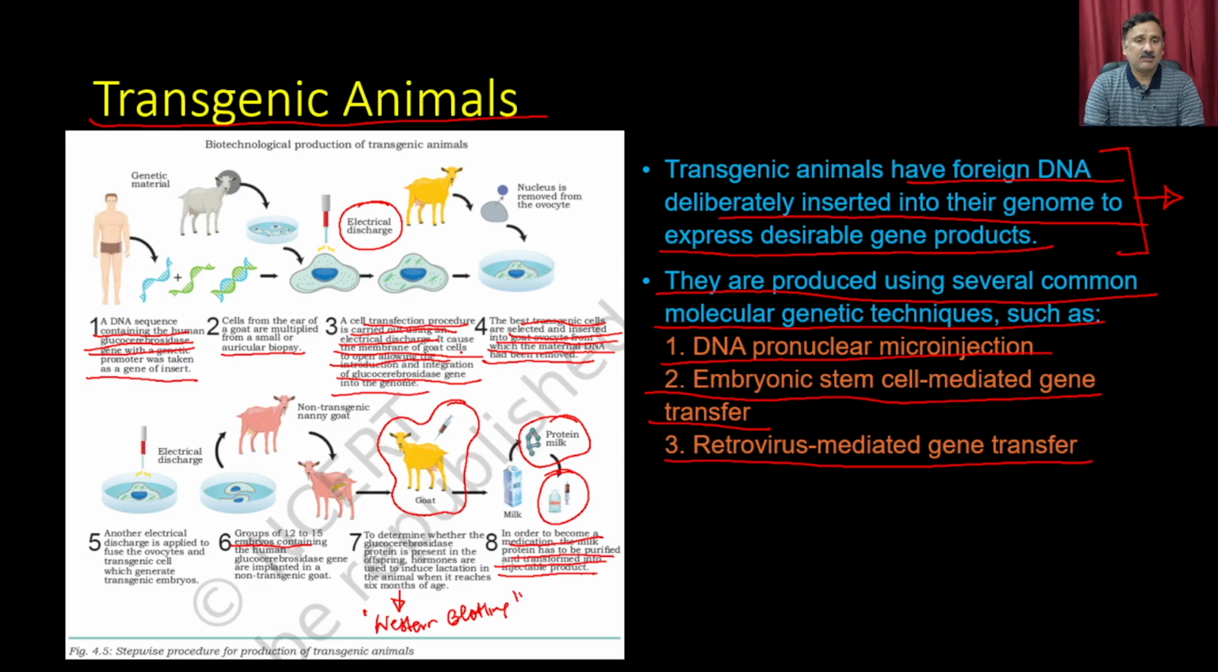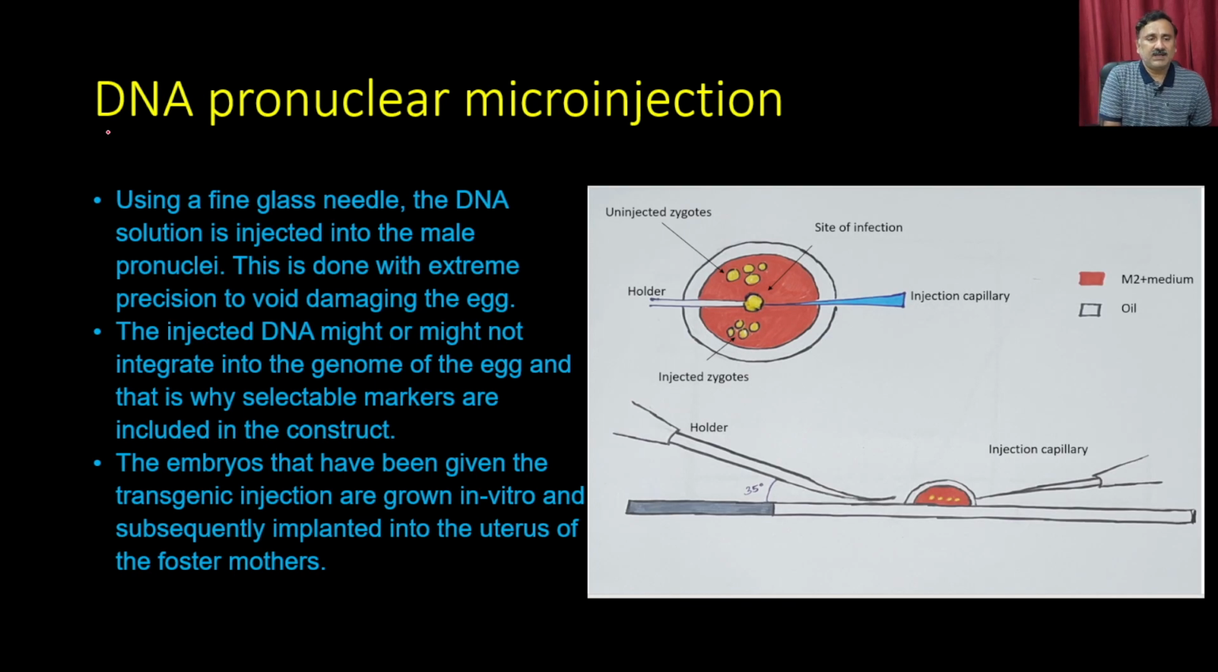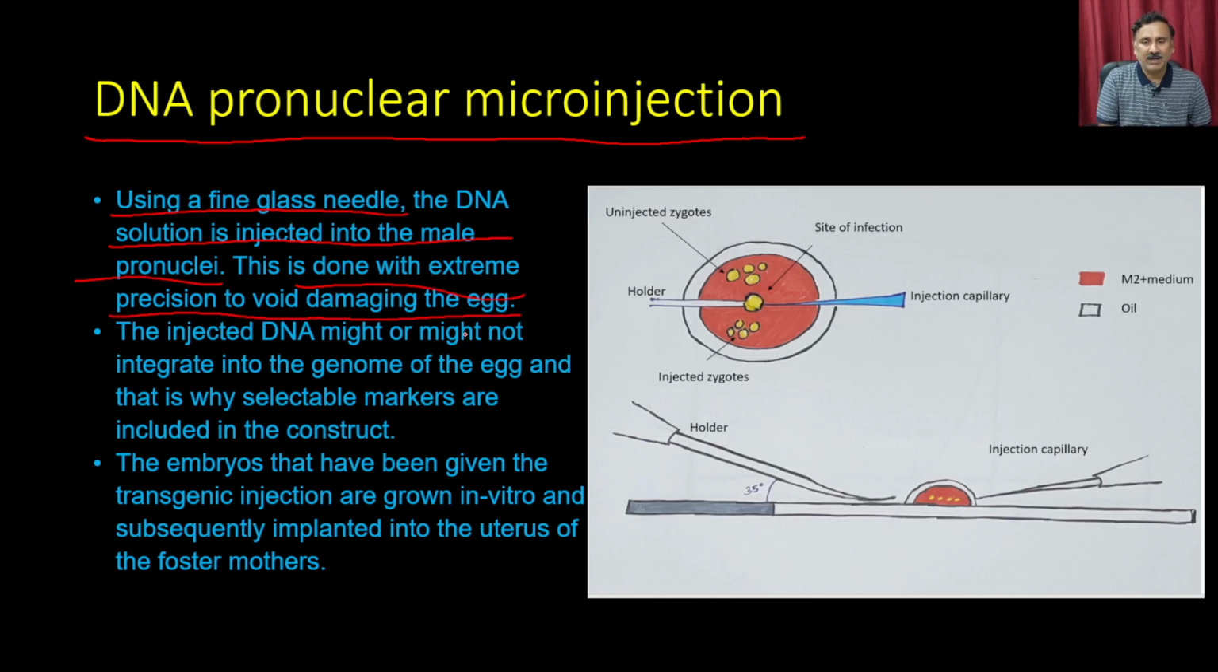And that is the advantage of transgenic animals. Now, let us move on to the techniques through which you can generate a transgenic animal. The first technique is DNA pronuclear microinjection. In DNA pronuclear microinjection, you use a fine needle, and the DNA solution is injected into the male pronucleus. This is done with extreme precision to avoid damaging the egg.